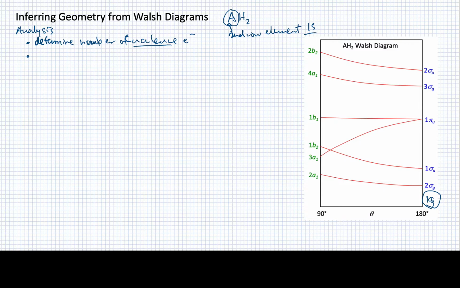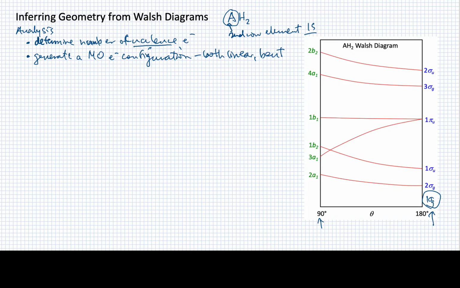Okay, so once we have the valence electrons, we need to generate the MO electronic configuration. And we're going to do this for both the linear and bent geometries, because what we want to do is figure out what the electronic configuration is on this side of the diagram and what is it on this side of the diagram, because that's how we're going to compare the two.